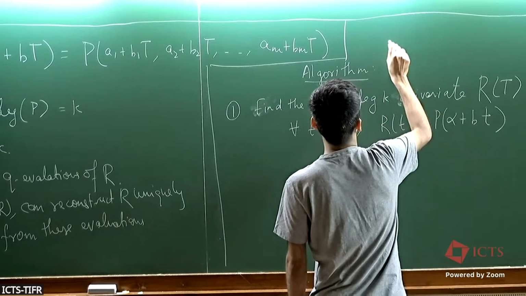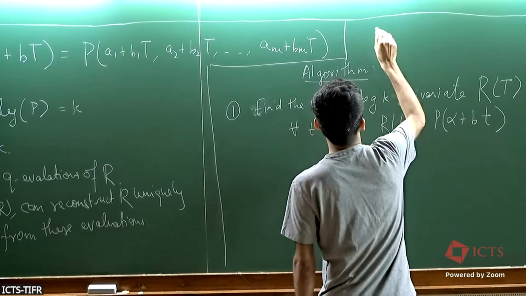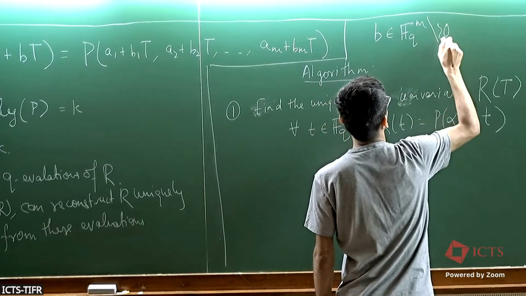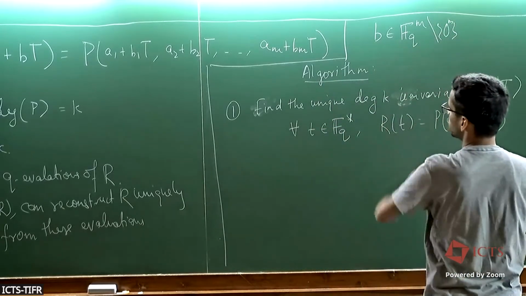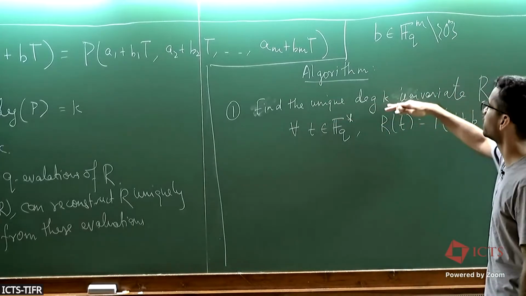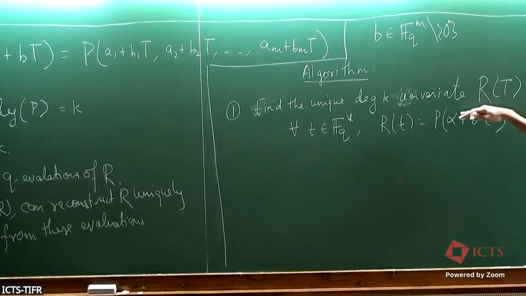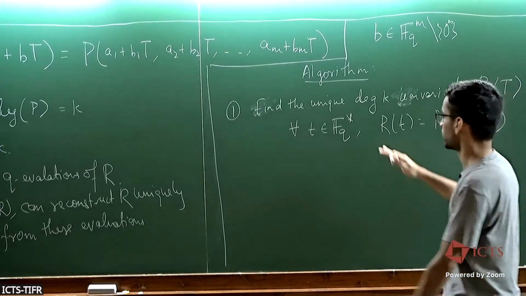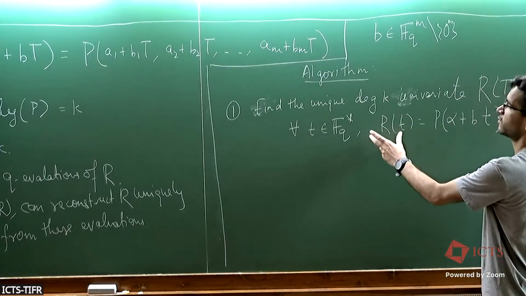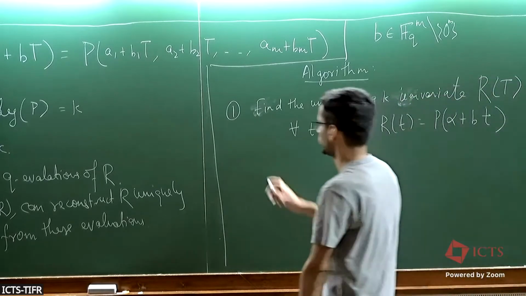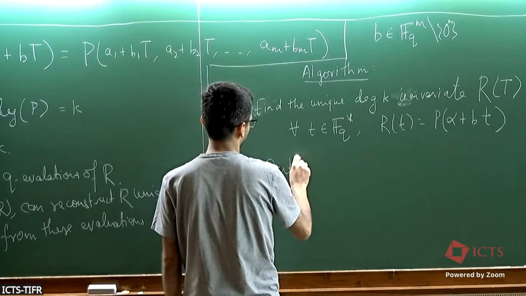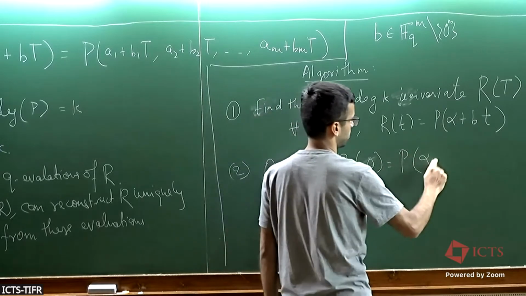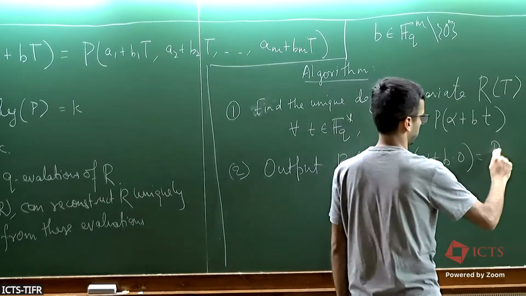So let's pick a B. So B is some non-zero vector in FQ to the m. So we pick an arbitrary B. We find the unique degree k univariate R of t, such that for every little t in FQ star, R of little t is equal to P of alpha plus Bt. Okay, this we can do by interpolation. The degree of R is strictly smaller than the number of evaluations we are given. And then output R of 0, which is equal to P of alpha plus B times 0, which is equal to P of alpha.